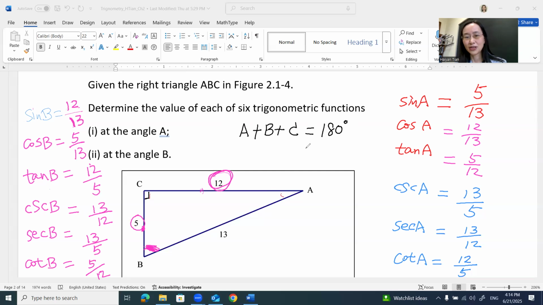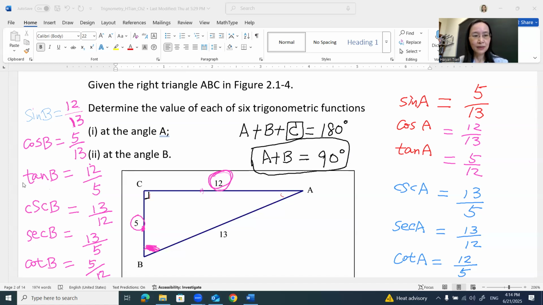That is true for any triangle. So this is true also for any right triangle. So if that is true, then we know the C is a 90-degree angle. So if C is 90, then A plus B must also be 90 degrees. So that means A and B, the two acute angles in a right triangle, are complementary. The sum of the two acute angles is 90.